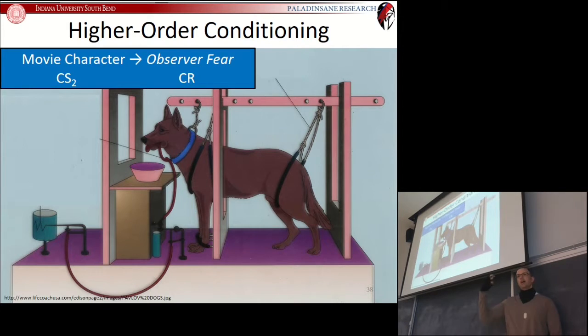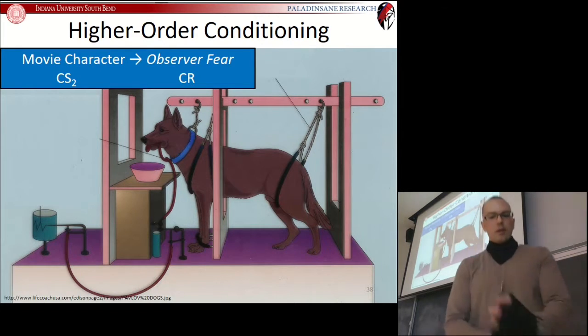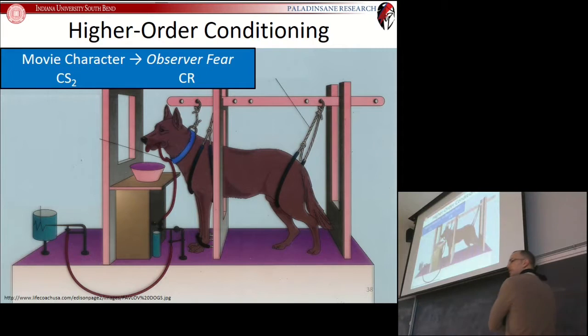So eventually, when you see Jason Voorhees in his hockey mask on screen, that is a scary moment. And eventually, when you see Pennywise the clown pop up, that is a scary moment because that stimulus has been conditioned to cause observer fear. All right, any questions on that procedure?